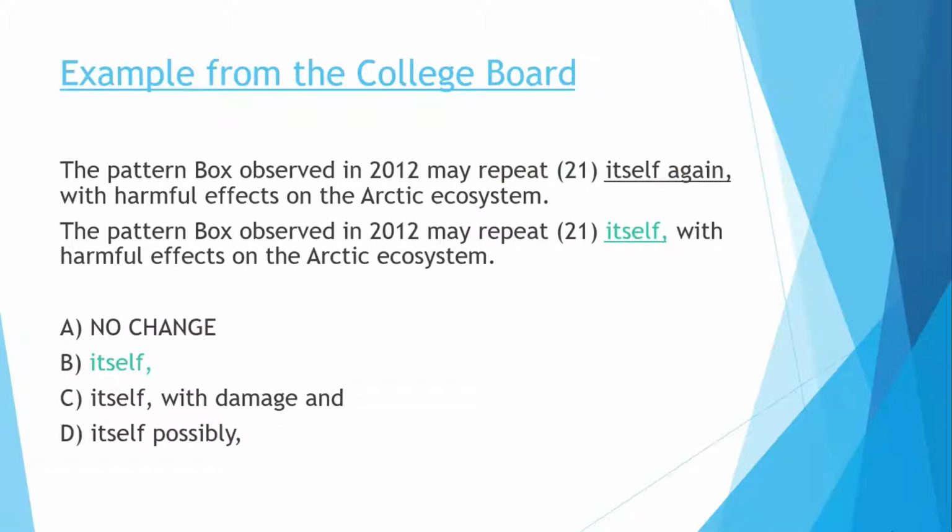Choice B is correct with just itself, because choice B gets rid of "again." So now we just have "repeat." We don't have that issue with redundancy. And if we read the sentence, it's clear and free of any wordiness and redundancy. The pattern box observed in 2012 may repeat itself with harmful effects on the Arctic ecosystem.